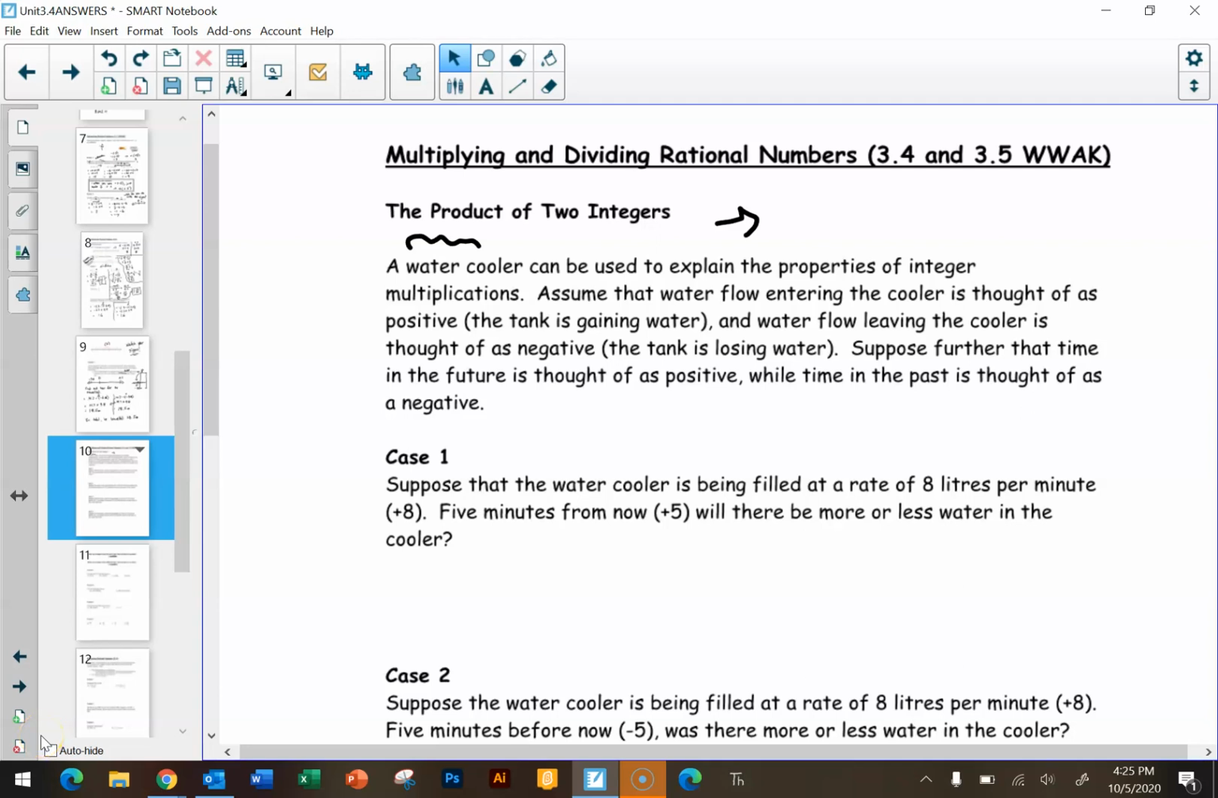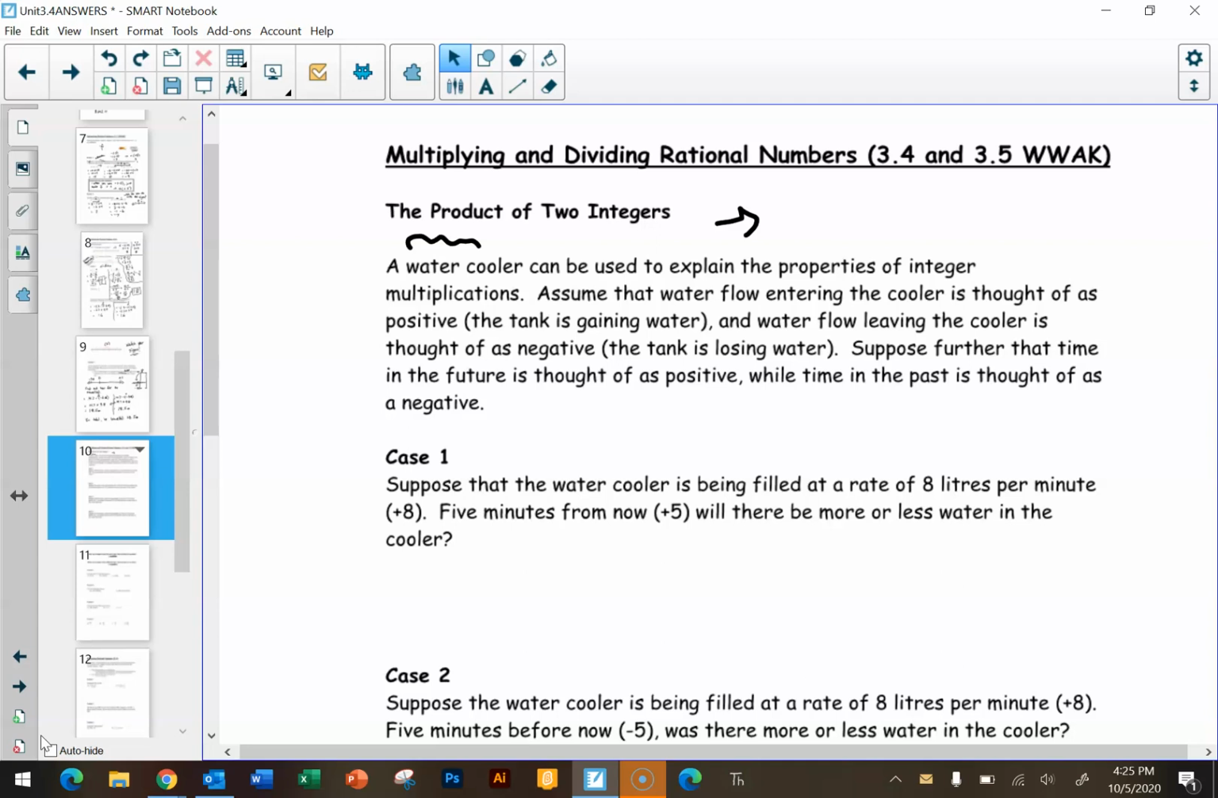Hello students, welcome to 3.4 and 3.5. We're going to talk about the multiplying and dividing of rational numbers. And you'll be happy to know that multiplying and dividing rational numbers is actually a lot easier than adding and subtracting them because you do not need a common denominator.